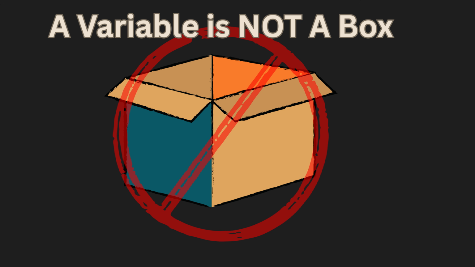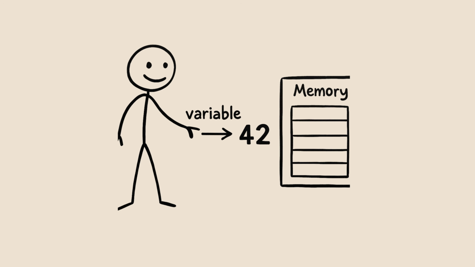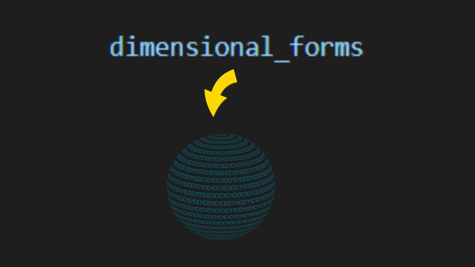But before we add the data, I need to explain what's really happening here with variables, because this is one of the most misunderstood concepts in Python. Variables are not actually boxes that store data as they are often explained to be. Variables are labels, like name tags, that point to data that lives somewhere else in your computer's memory. So when we write self.dimensional_forms equal sign, or assign to, we're creating a label called dimensional_forms that will point to our 4D geometry data.